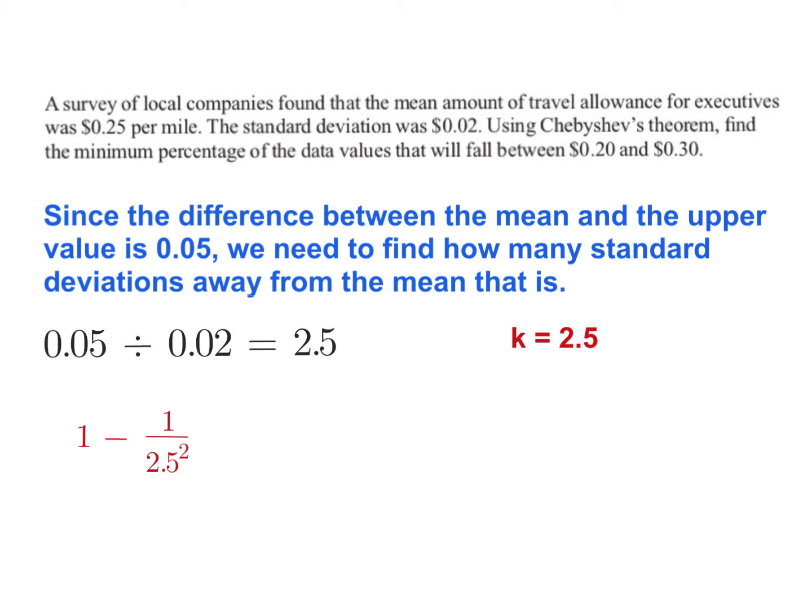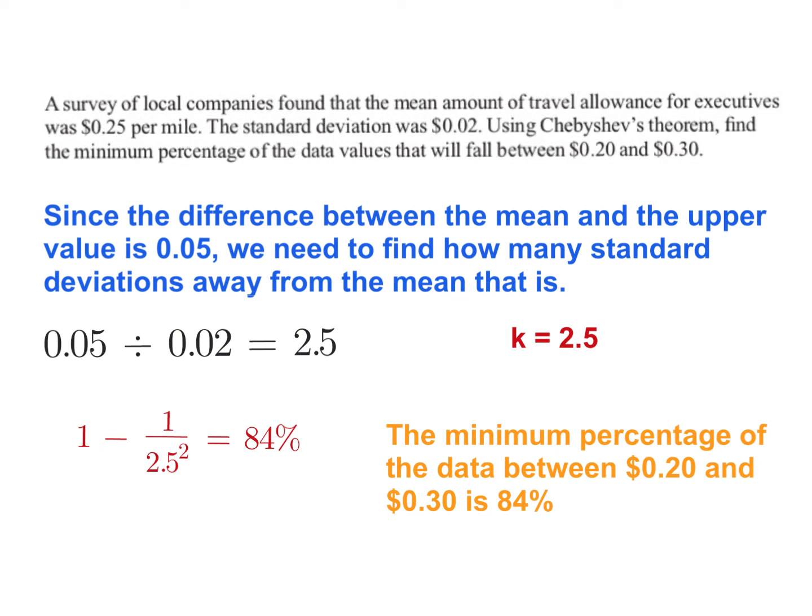Then we'll turn it into a percent. So yes, it's 84%. Now this problem has context, so we need to write our answer in context. This is 84%. So what this means is the minimum percentage of the data between 20 cents and 30 cents is 84%. So again, let's try to talk about what that really means.